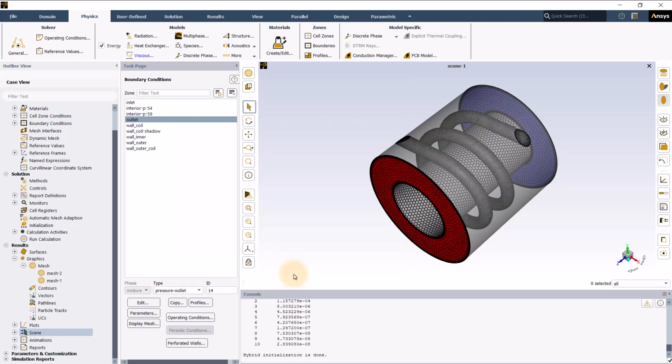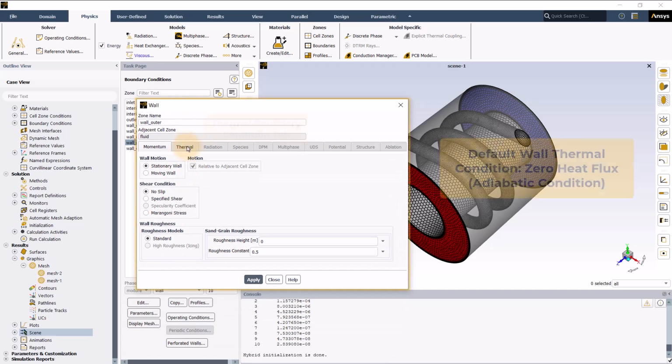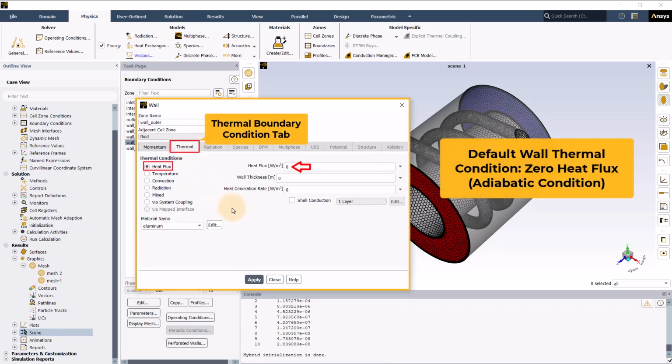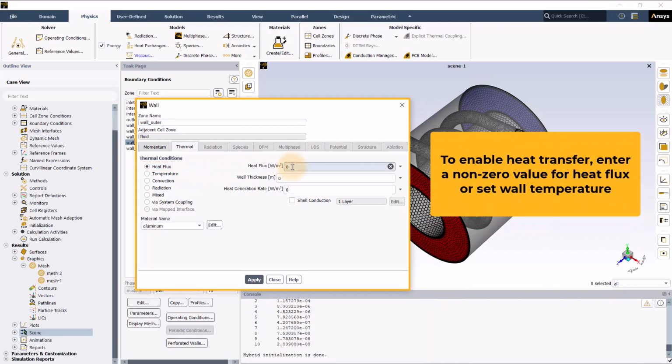Now let's look at the boundary conditions panel for a wall. The default condition for a wall is constant heat flux with a value of 0, which would mean there's no heat transfer through the wall. We call this an adiabatic boundary condition. If you want to have heat transfer, then you can enter a non-zero value for the heat flux, or you can set the wall temperature.